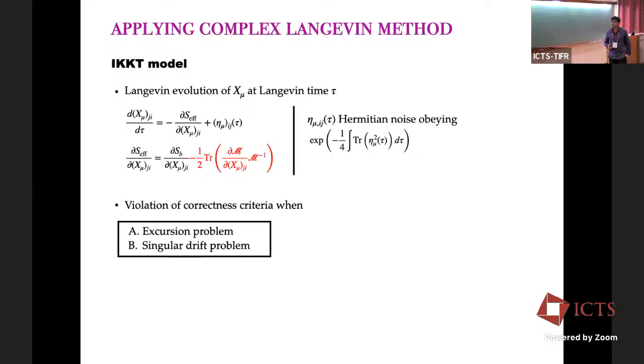Then we'll move on to apply complex Langevin to the IKKT model. The Langevin evolution is similar to what we had for the bosonic model, but there is an extra fermionic part. The gradient has this fermion matrix and its inverse, and we have the similar Hermitian Gaussian noise. When we try to apply complex Langevin to the IKKT matrix model, we encounter two problems which violate the correctness criteria of the method, namely the excursion problem and the singular drift problem. We'll discuss these problems and resolve them one by one.